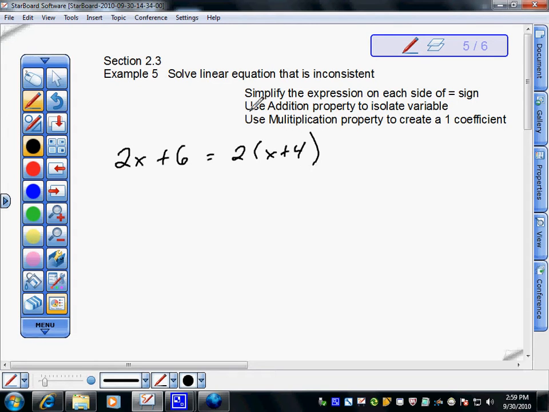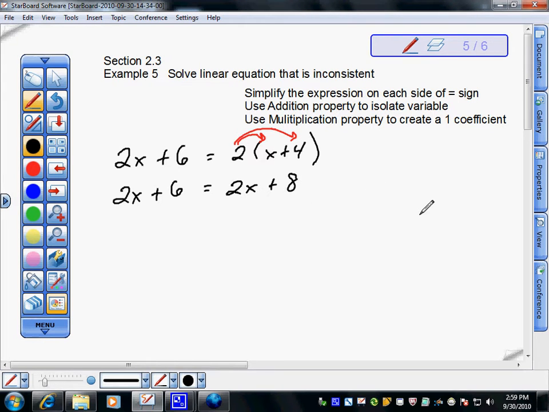So we have the same approach. We're going to simplify the expression on each side of the equal sign. 2x plus 6 presents itself just like any other problem. So 2x plus 6 is going to be as simple as it's going to get, but with my parentheses set, I need to distribute my 2, and again, I'm going to draw the arrows a lot of the time because I want to make sure we distribute back to that 4. So this becomes 2x plus 8.